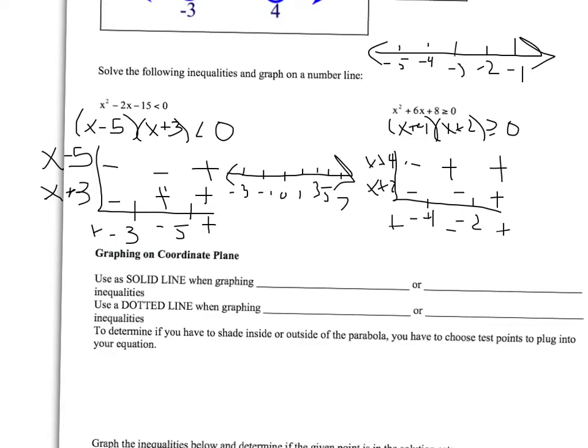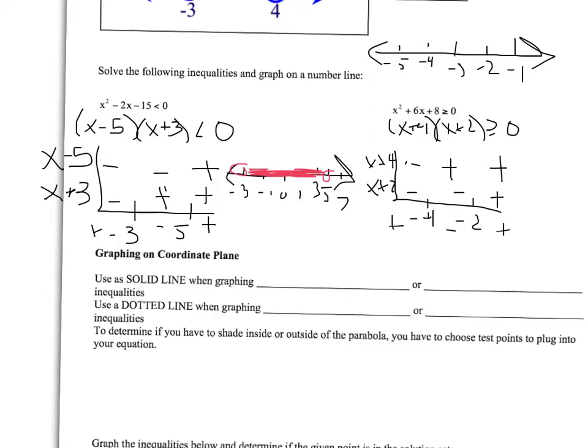On my number line, I draw it. I include -3 and 5. I will draw an open circle at -3 and an open circle at 5. The reason I do open circles is because there's no equal to symbol. And the negative numbers we said are in between -3 and 5, so I shade in between -3 and 5.